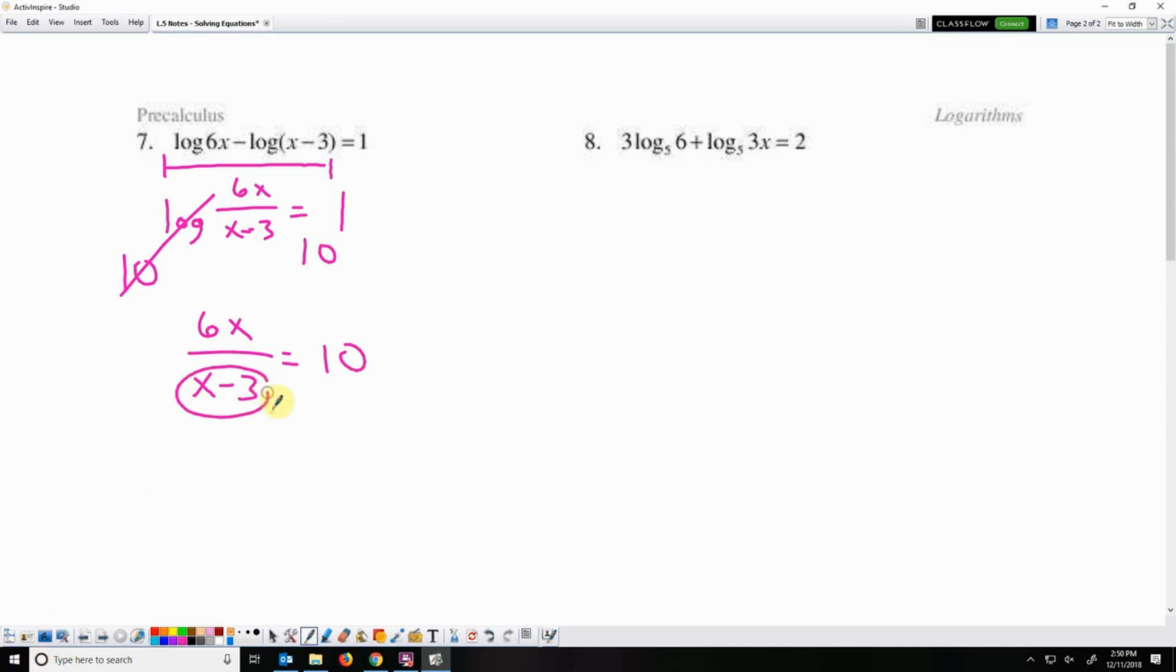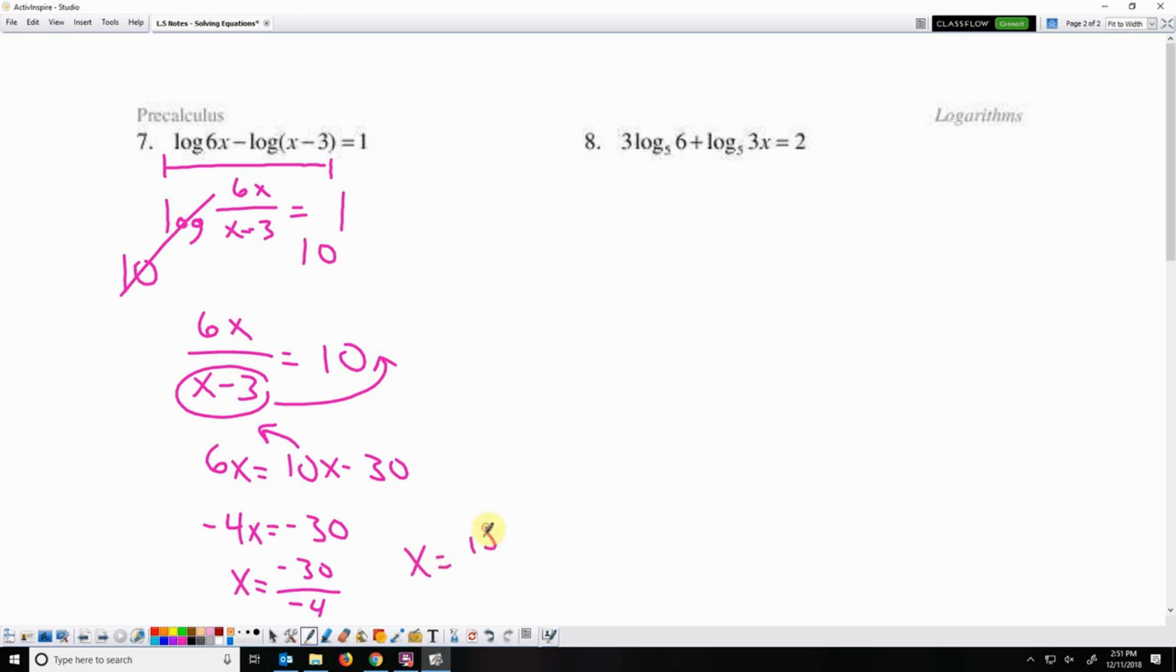Then I can multiply this over to the other side, and I'm going to distribute it. 6x equals 10x minus 30. I will move the 10x to the left. Negative 4x equals negative 30. So x equals negative 30 over negative 4, which will simplify to positive, and then 30 over 4 is 15 over 2. x equals 15 halves.